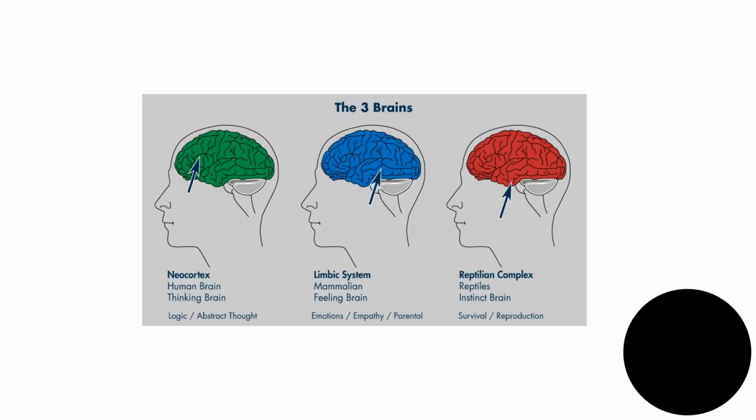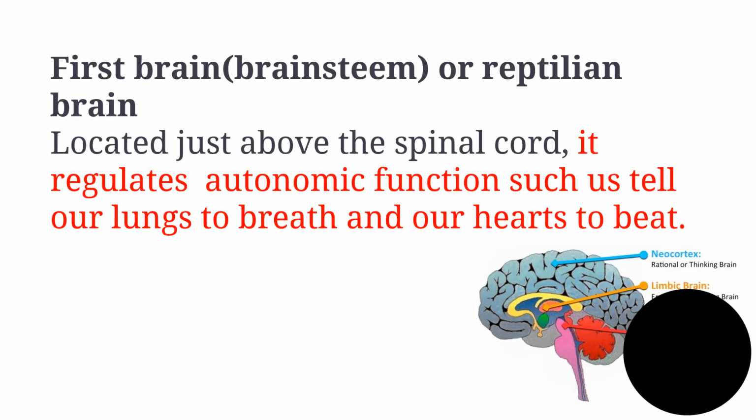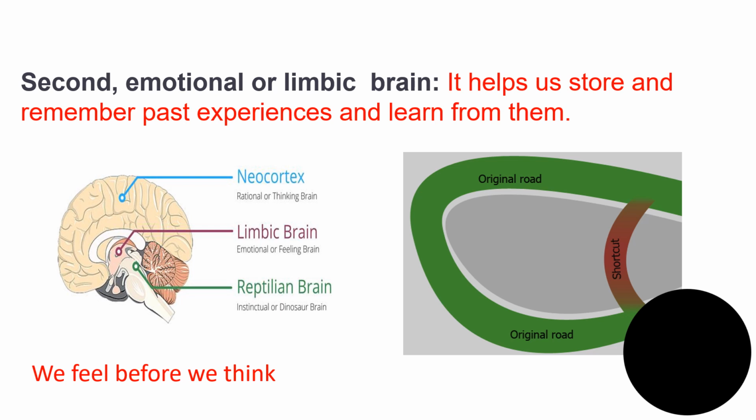And regarding the brain, we need to understand that there are three brains: the neocortex, the limbic, and the reptilian. Very quickly, I will explain these functions. The first brain is the reptilian, which is basically related to how the brain works in terms of basic functions. The second is the limbic brain, and we need to understand that our brain is like a shortcut.